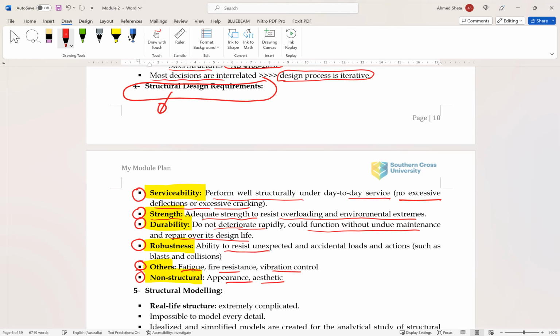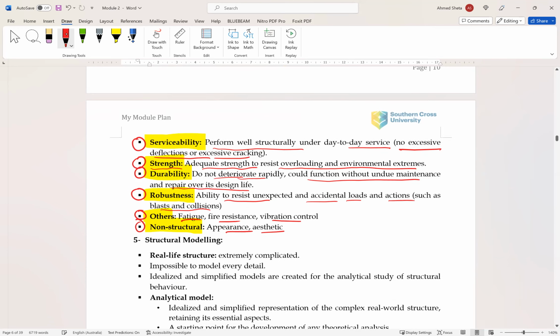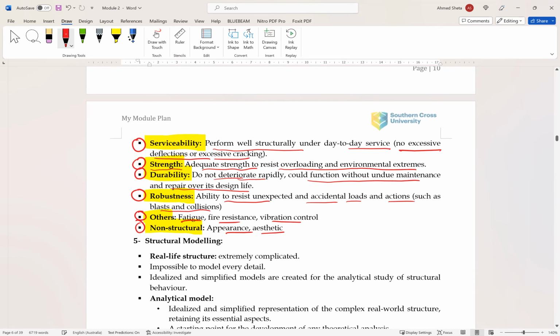Robustness is the ability to resist unexpected and accidental load actions, such as blasts and collisions. And that's it for the design requirement. The next point is structure modeling.